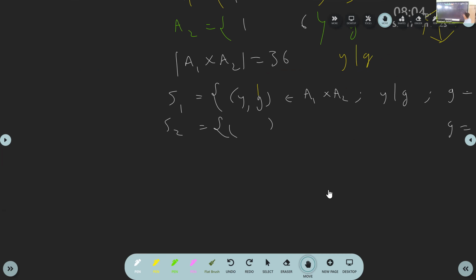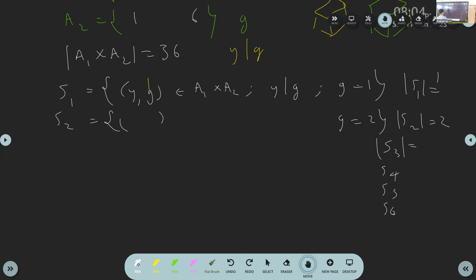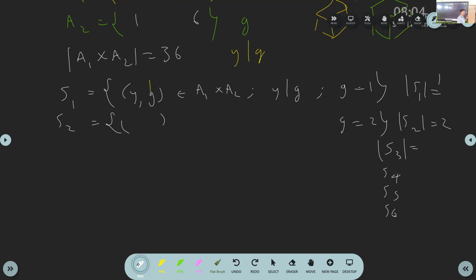So how many elements does each of them have? S3 will also have 2 elements. You will realize that any prime number will have 2 elements, because a prime number has only 2 factors, 1 and itself, right? So S3 will have 2 elements. S5 will also have 2 elements.